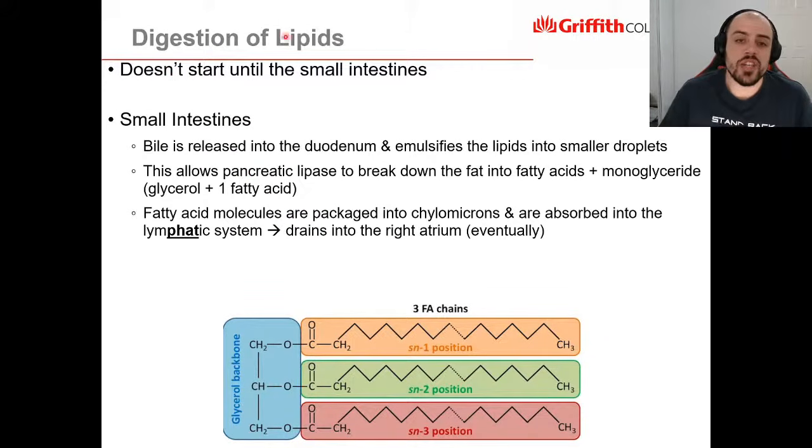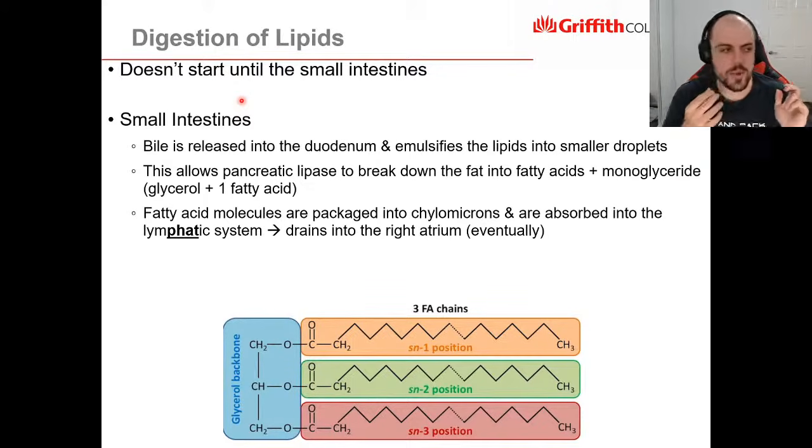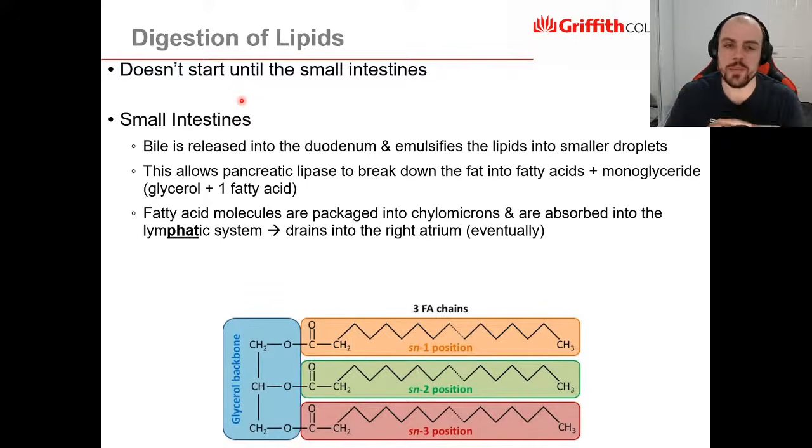Okay, now, digestion of the lipids. Technically, as I've said before, it does start in the mouth. There is a salivary lipase, but it doesn't have a massive role with that chemical breakdown. So I'm happy for you guys to just say, look, nothing happens in the mouth, nothing happens in the stomach, and it's only really once it gets down into the small intestines. The big thing that's happening at the beginning here is that bile being released causes it to emulsify.